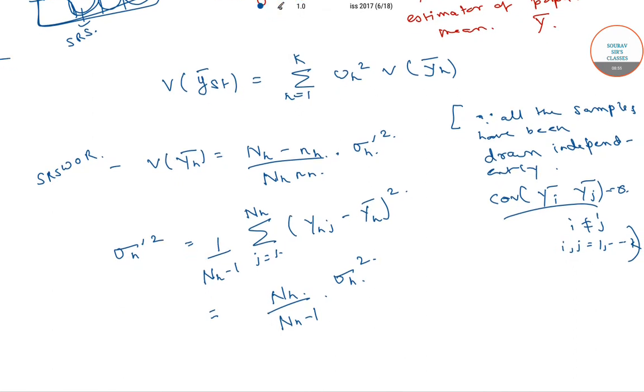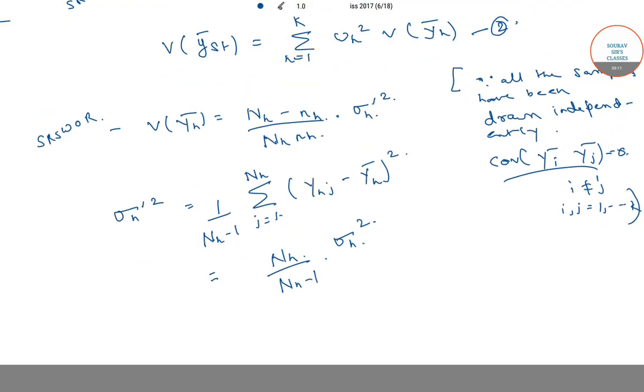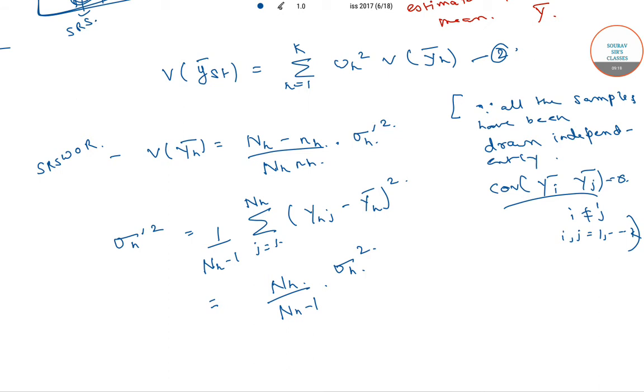So we get our variance of ȳ_h, this is equal to (N_h − n_h) divided by (N_h n_h) into σ_h'². So now substituting this value in our equation 2, we would get our variance of ȳ_st.